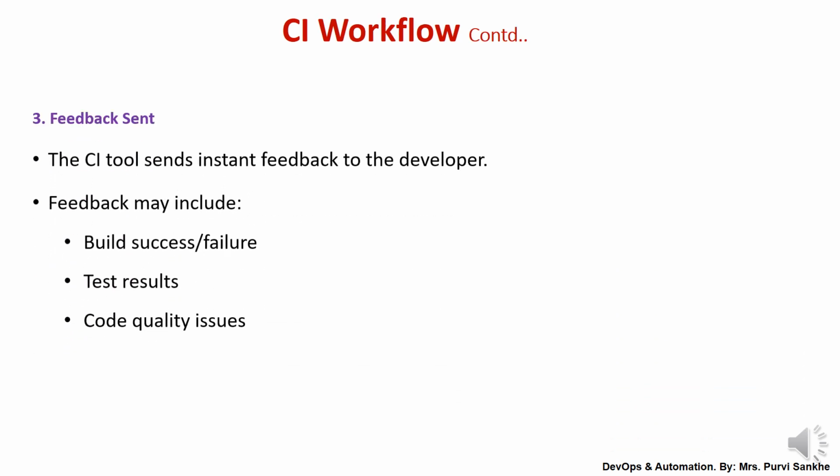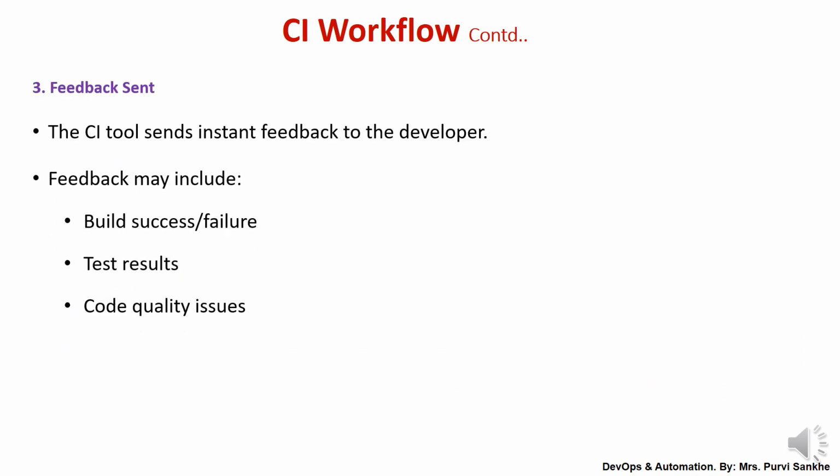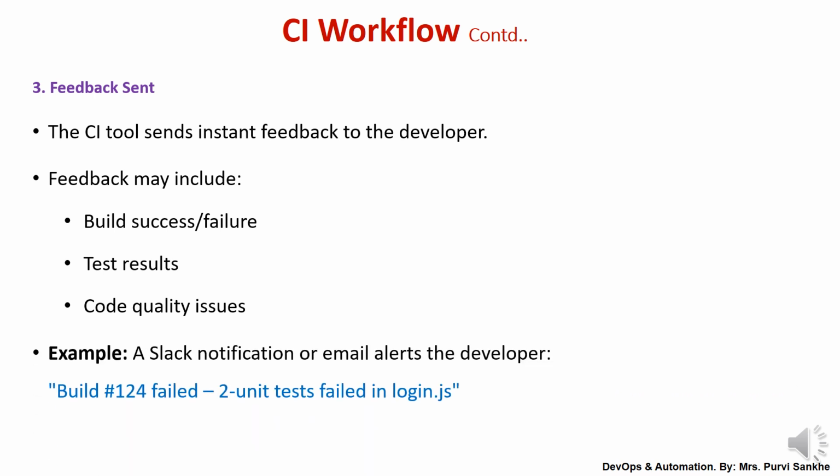Then the next step is feedback sent. The CI tool sends instant feedback to the developer. Feedback may include statements like build success or build failure, test results, or code quality issues, if any are there. Okay. An example is given of how feedback can be sent. Suppose a Slack notification or email alert will be sent to the developer, which will state build hash 124 failed and 2 unit tests failed, and those are in the page named login.js.